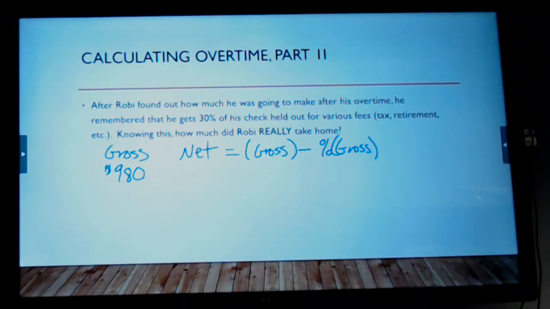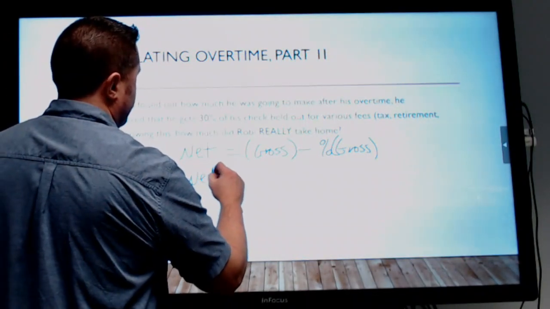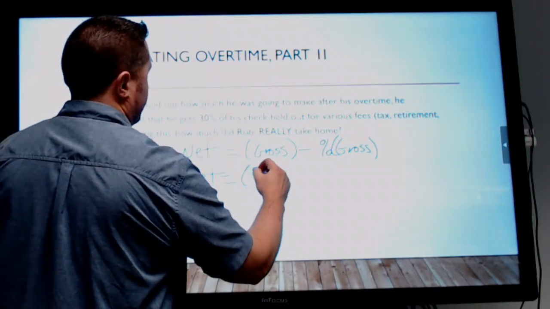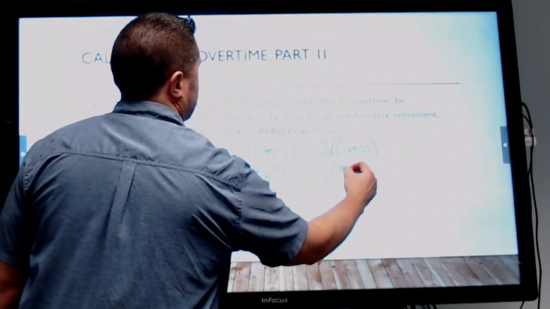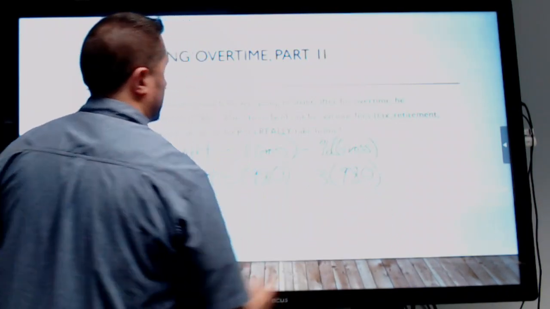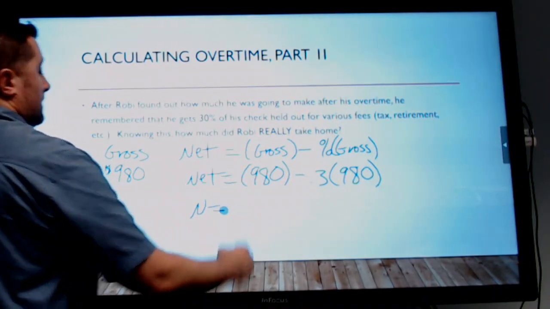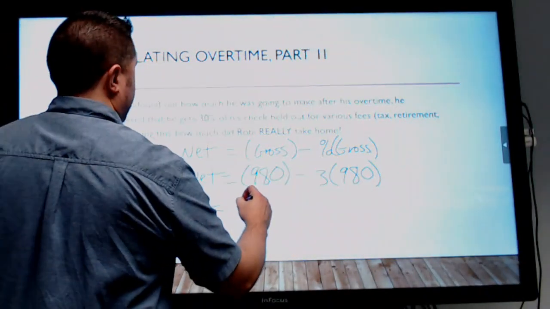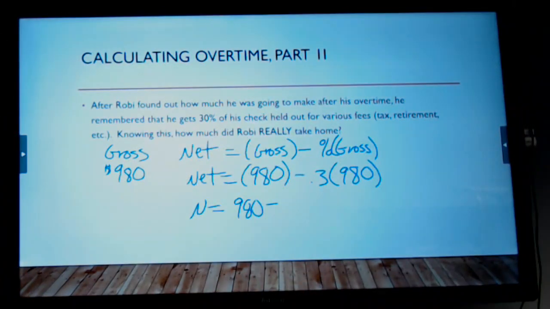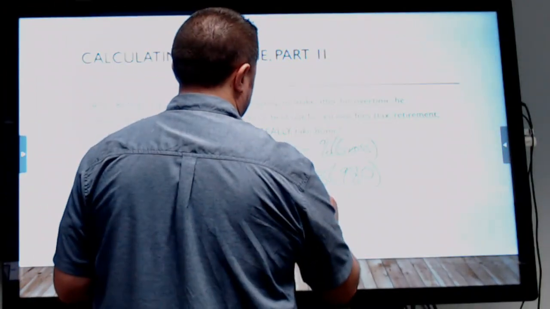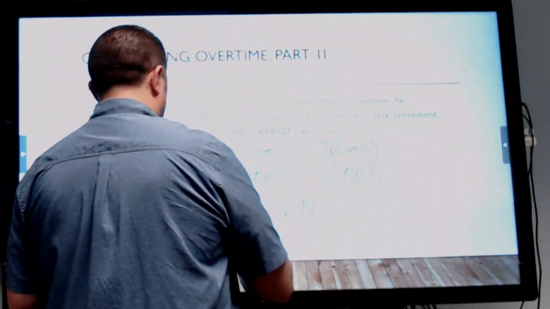All right, so your gross from a while ago is 980. And he's getting 30% taken out. Okay. So what's 30% of 980? 294? Anybody else get 294? Okay. So 980 minus 294 comes out to be how much?